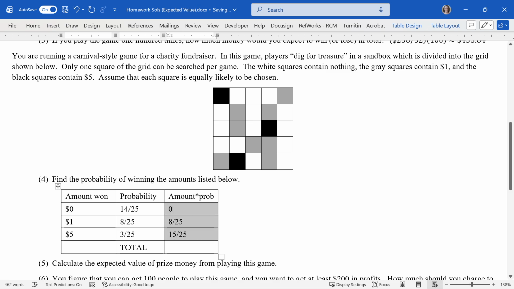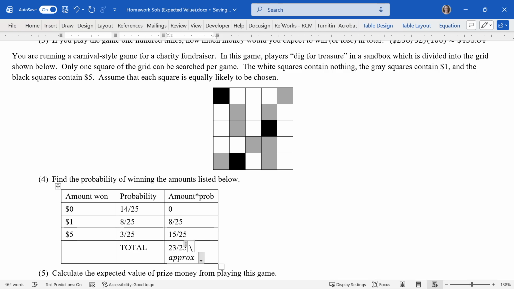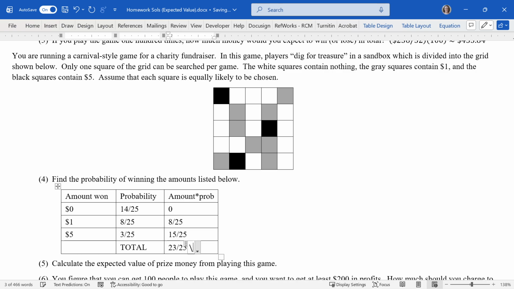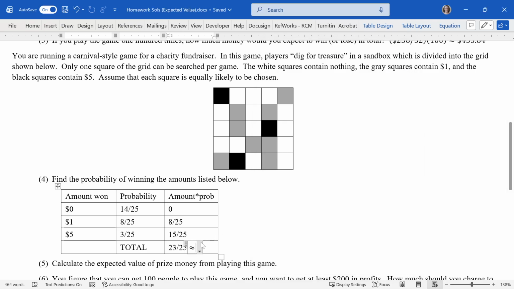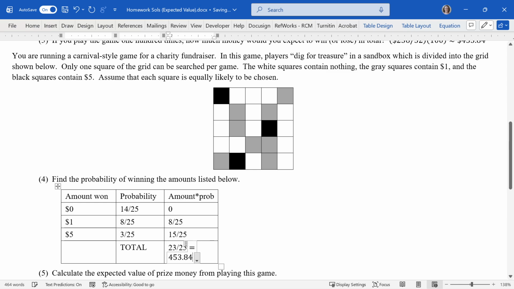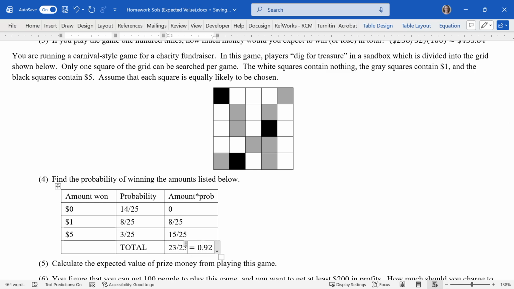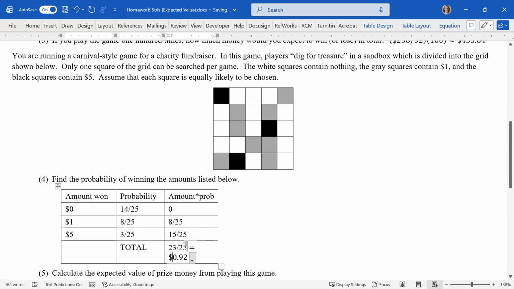Now we're going to add these up. We can forget about 0, adding that doesn't do anything. So 8 over 25 plus 15 over 25. 8 plus 15 is 23. So this is 23 over 25. And then we can put that into a calculator. My little squiggly equal sign means I'm going to round. So 23 over 25. Actually, I guess I don't need to round. So this is an exact answer of 0.92 or 92 cents.